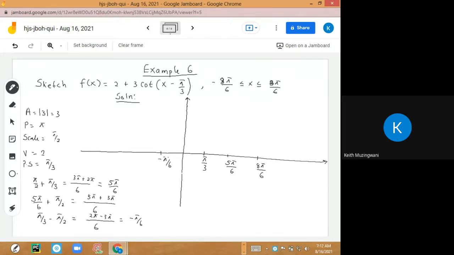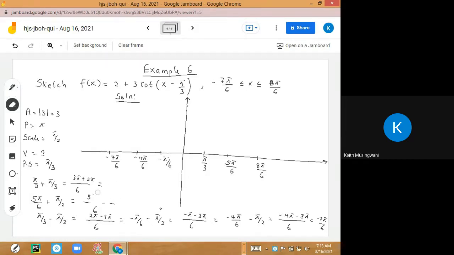The interval is subject to change. So we have negative pi over 6 minus pi over 2. We get 6 down, giving us negative pi minus 3 pi, which is negative 4 pi over 6. Another point: negative 4 pi over 6 minus pi over 2. This will give us, over 6, negative 4 pi minus 3 pi, giving us negative 7 pi over 6. So our interval is subject to change, and we'll do it from negative 7 pi over 6 to 8 pi over 6.